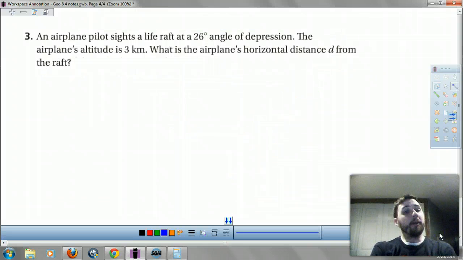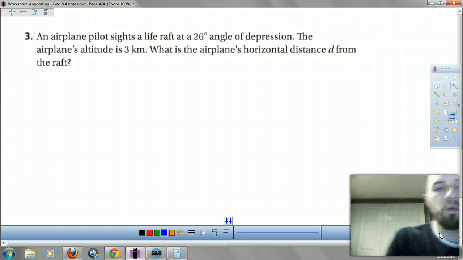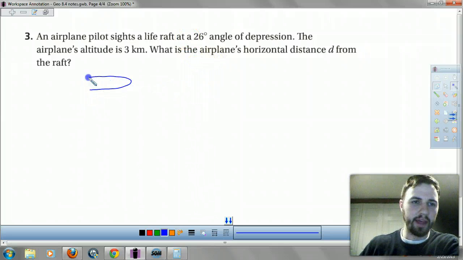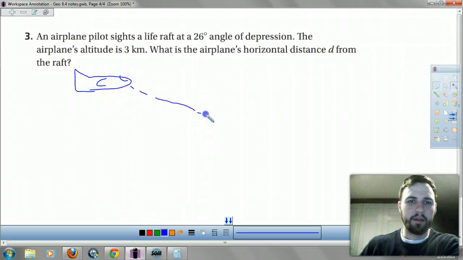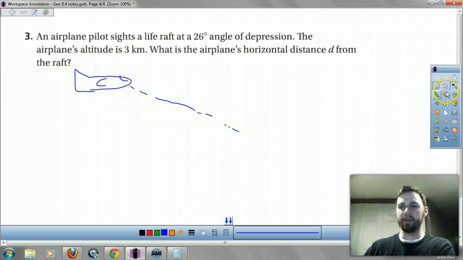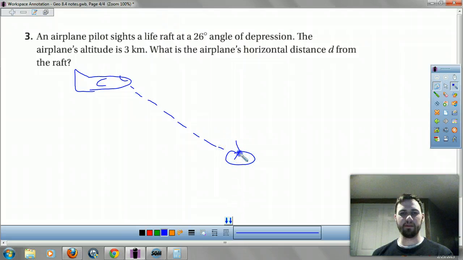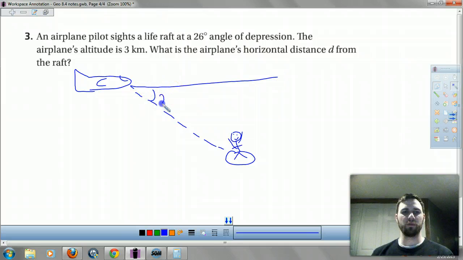Last slide. Airplane pilot sees a life raft at a 26-degree angle of depression. The altitude is 3 kilometers. What is your horizontal distance to the raft? Okay. So your plane. Gotta focus here. You're looking down and there's a life raft. Help me, help me. And this angle is 26 degrees.